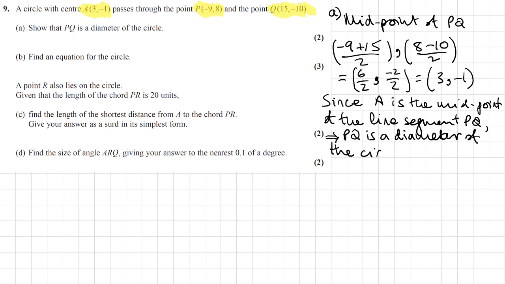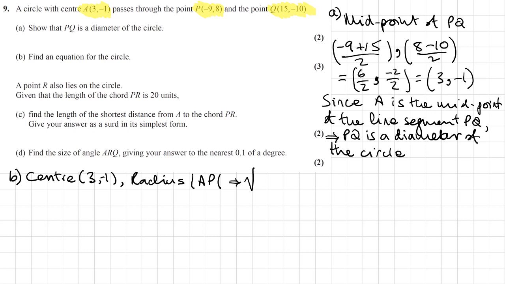Right, part B. It now says find an equation for the circle. Now, if I want the equation, I need two things, the centre and its radius. So I have the centre already, that's A, that's (3, -1). What I need now is the radius. To find the radius, I can take the distance between P and A, or Q and A. I'm going to find the distance between the points P and A. That will give me the radius.